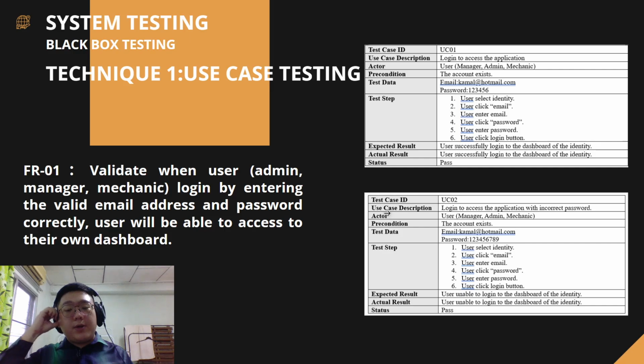For another example, UC02, it will log in to the application with an incorrect password. So let's say the account exists and the user is still the same, but this time the password is different. The real password is 123456, but here the password will be 1234567889. The steps are still the same, but the expected result is that the user is unable to log into the dashboard of the identity. The status is also passed because they are unable to enter, and the error comes out.